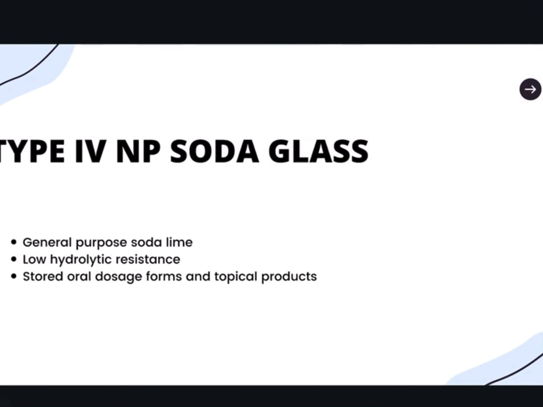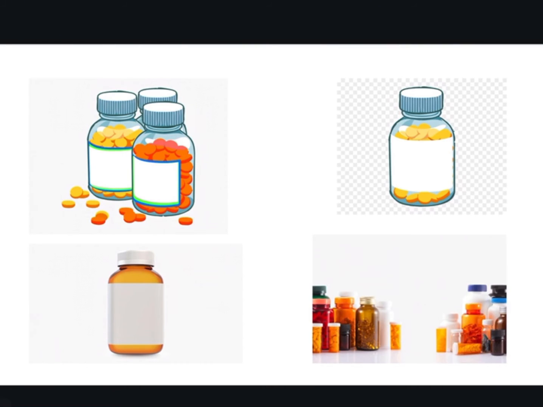Then finally we're gonna see type 4, NP soda glass. It is general purpose soda lime. It has low hydrolytic resistance and stored oral dosage form and topical products, which means type 4 has the lowest hydrolytic resistance, so they're gonna store medications such as for oral dosage only, which means the oral dosage is like pills, tablet, like that. So this is the example of type 4 glass where it used to store medication.